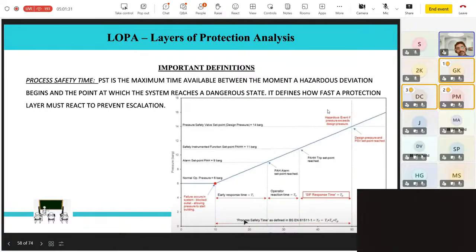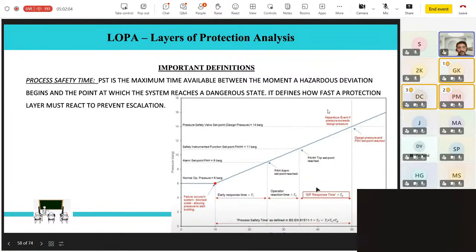So your process safety time is basically the time from this event to a catastrophic event. However, because of the mechanical safeguards, we refer to this as a mechanical safeguard, or it is called a hazardous event, if the pressure exceeds a certain design pressure. So here is where you have your typical PSVs or rupture discs set. Basically, from this time to this time is your total process safety time. That is a total of your early response time based on your controls, then your operator intervention time, and then your SIF response time.